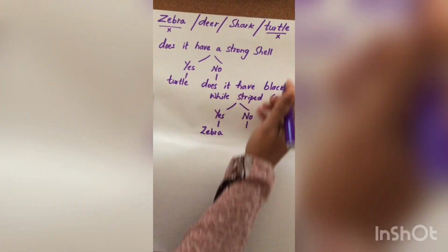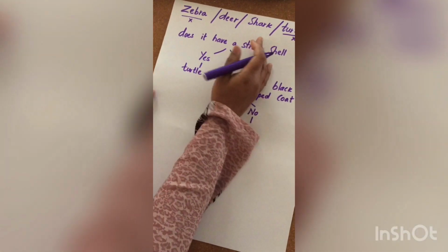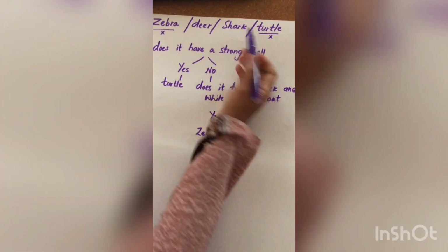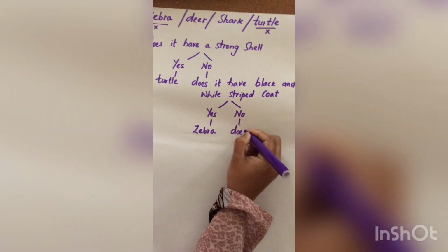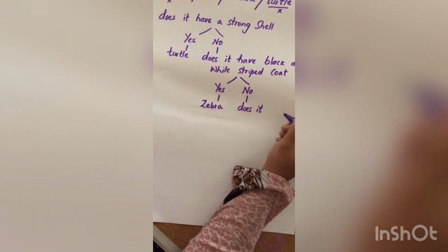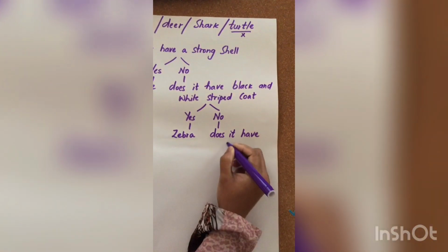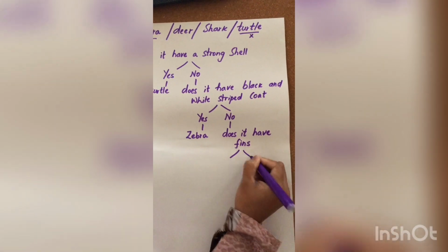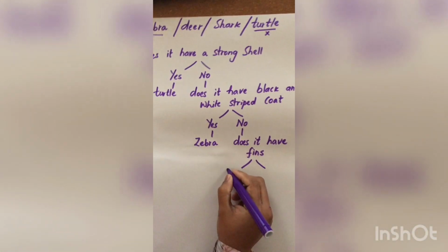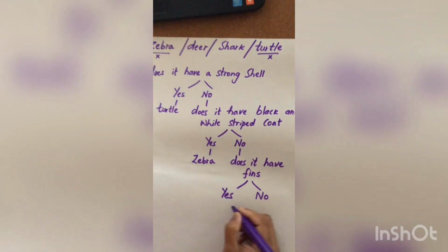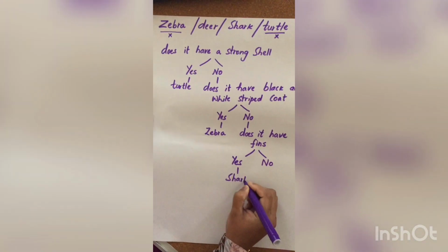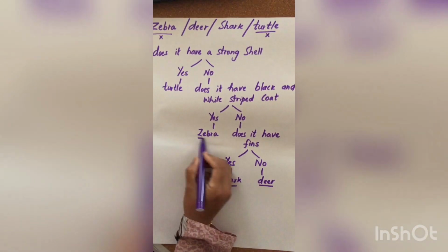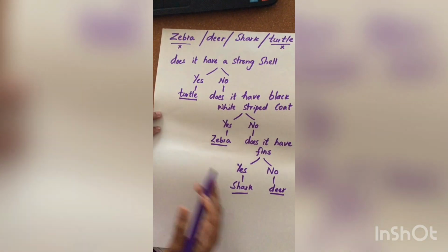Now we have deer and shark. Now you can write anything here. Does it live on land? Or you can make a unique specification, like for example, does it have fins? Or you can use for this one legs. So which one among these two has fins? So shark. And no will be the deer. You can use so many easy keys and solve these kind of questions.